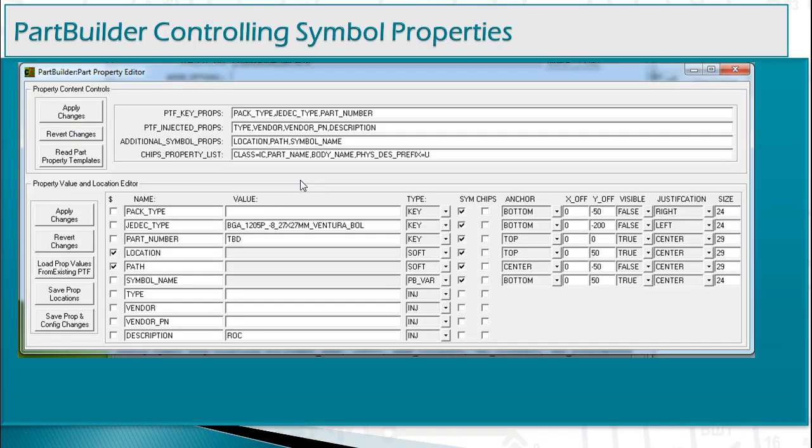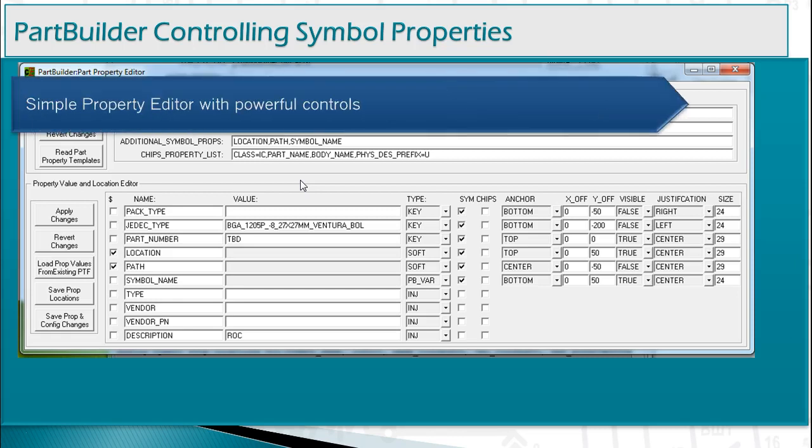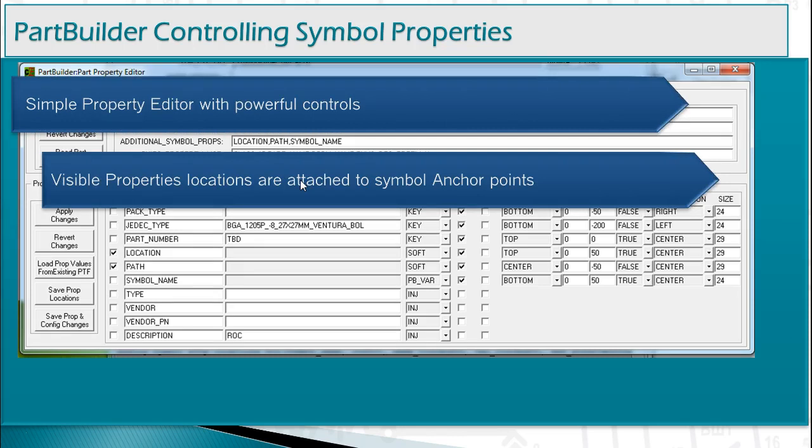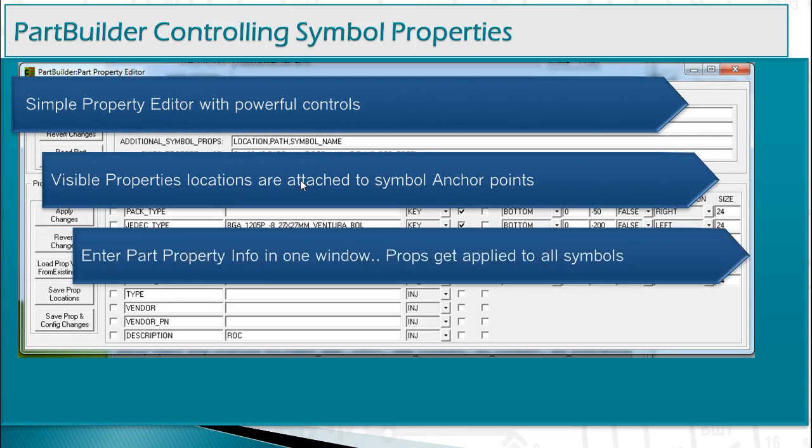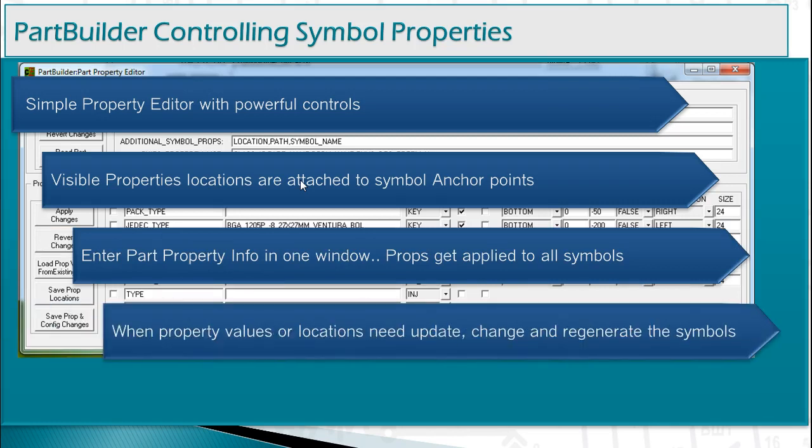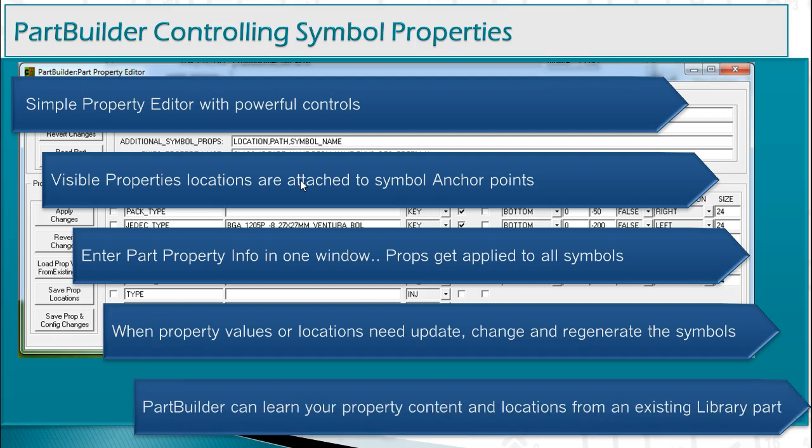PartBuilder has a very powerful editor to control symbol properties. Visible property locations are attached to symbol anchor points. You enter the part property info in one window and the properties get applied to all symbols. When property values or locations need updating, you can just change the properties and regenerate the symbols. PartBuilder can learn your property content and locations from an existing library part.